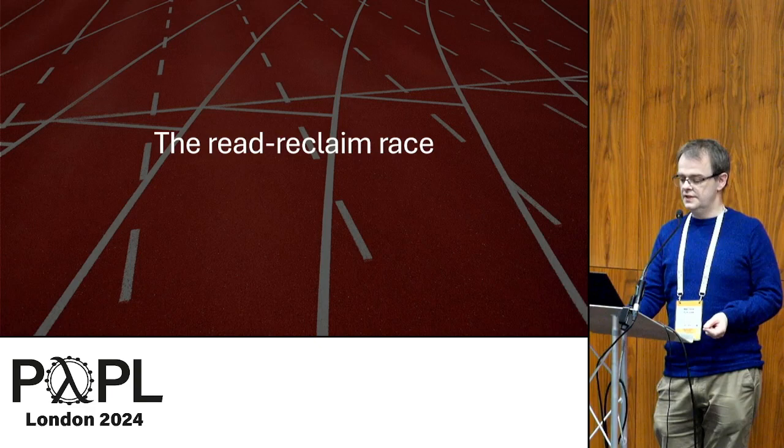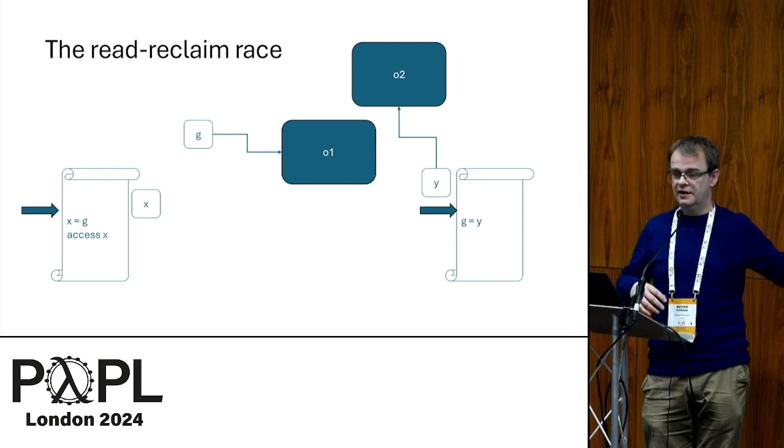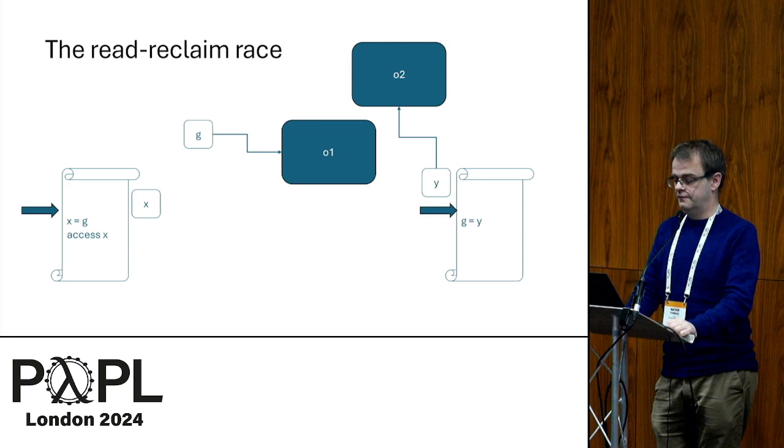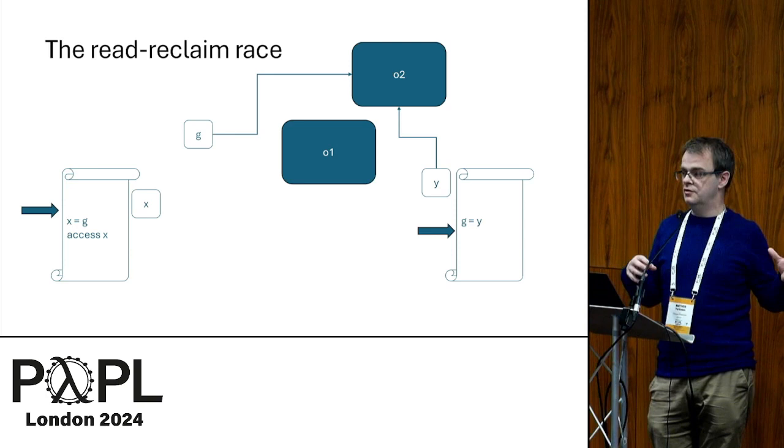So let's take a simple program here. I don't have animations anymore because it's PDF. But we're going to have two threads. One's going to access some shared state through G, and one's going to write to that shared state. And if the writing thread goes, O1 has become unreachable and could be reclaimed. So this is great, it can go away.